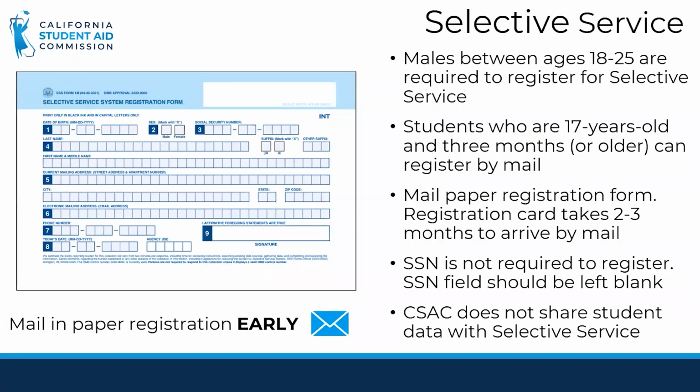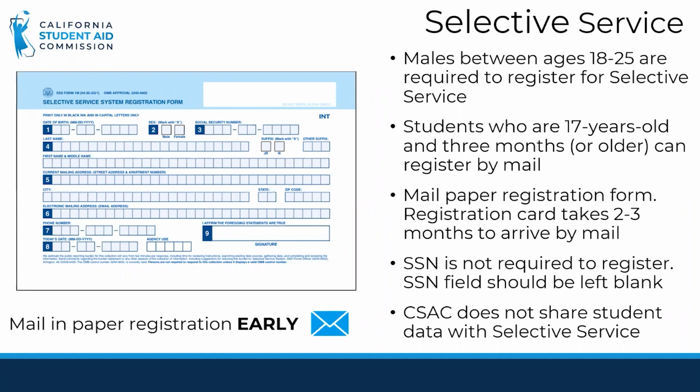Selective service is really important. Remember, male students who are 17 years and 3 months or older, up to obviously 26, can fill out this form and mail it. If you're a FAFSA filer and you're a male, you can simply check a box and you'll automatically be registered for selective service. Unfortunately, we don't have the ability currently to do that on the California DREAM Act application. That means that your male students have to print out this form, fill out this form, and mail it in the mail with a stamp.